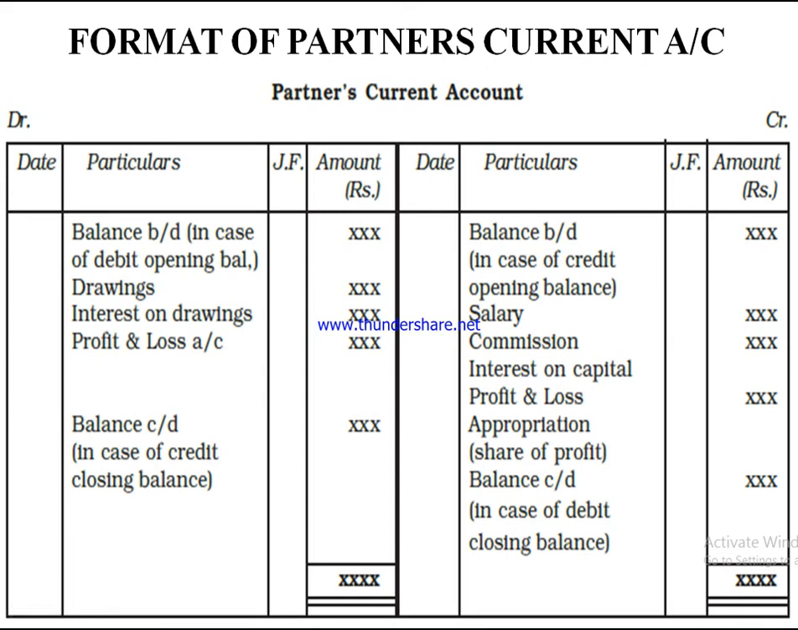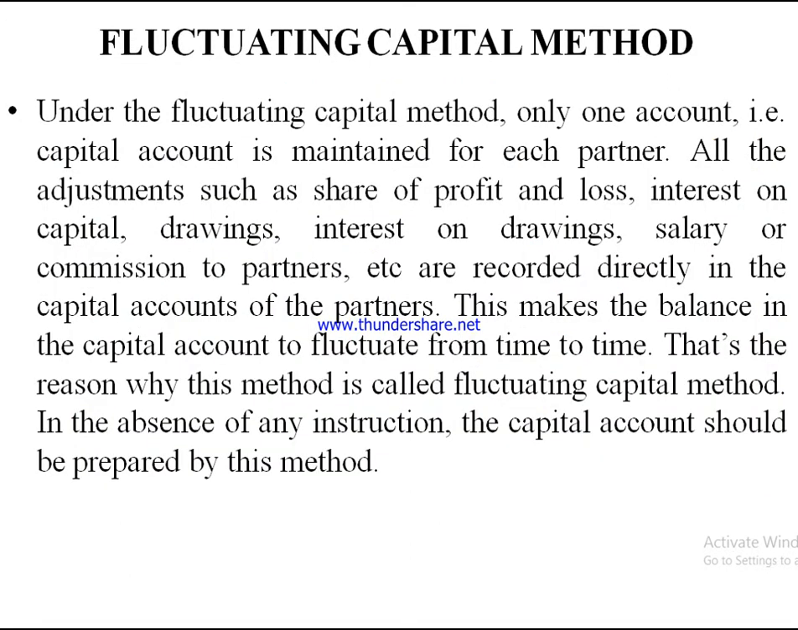So this is all about fixed capital method. The second one is fluctuating capital method. Fluctuating capital method is the second type or second method of preparing capital account of partners. Under the fluctuating capital method, only one account is maintained for each partner. In the fixed capital method, we prepare two accounts, but in the fluctuating method, we are going to prepare only one account. So all the adjustments like capital, interest on capital, interest on drawings, profit or loss, everything will be shown in the single account.